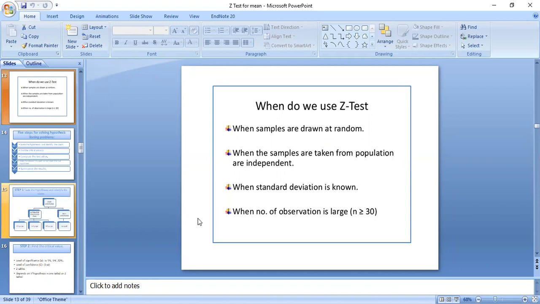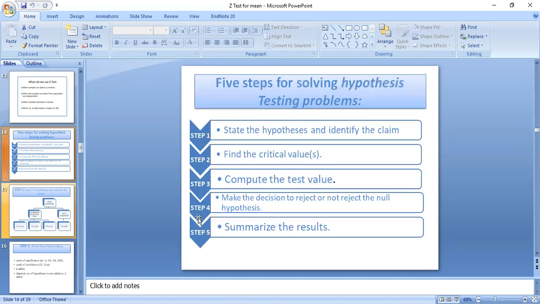When do we use Z-test? When samples are drawn at random, when the samples taken from the population are independent, when the standard deviation is known, and last, when the number of observations is 30 or more.